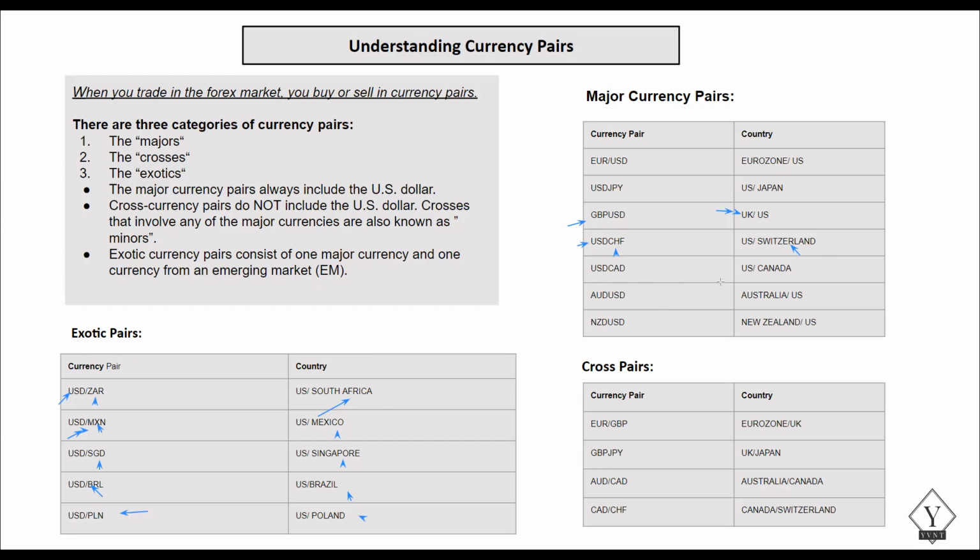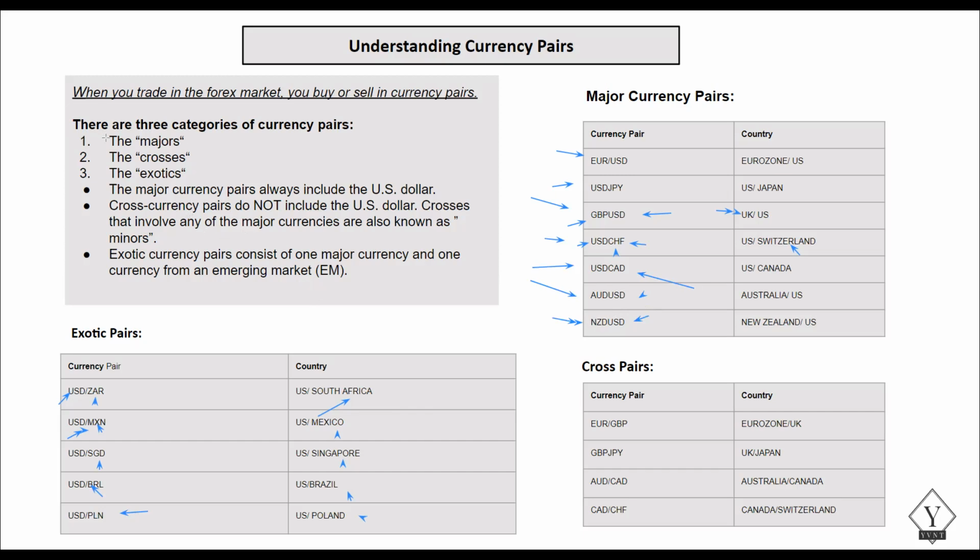So these are two currencies from two different countries put together, and then they become one pair. To recap: in this example, the euro against the dollar. In this example, the dollar against the Japanese yen. In this example, the pound against the dollar. In this example, the dollar against the CHF, which is from Switzerland. The dollar against the CAD, the Australian dollar against the US dollar, the New Zealand dollar against the US dollar, you know.